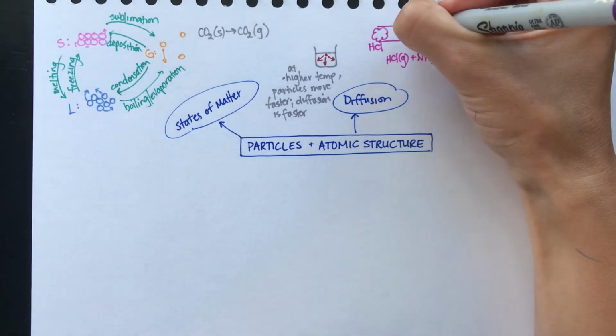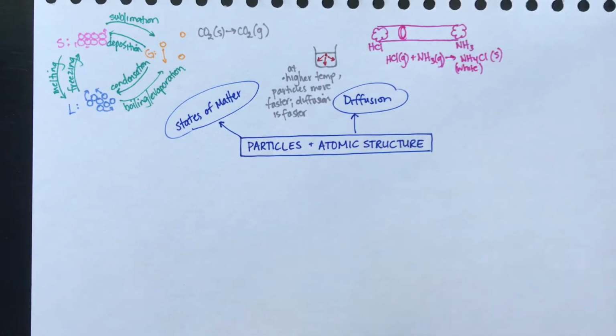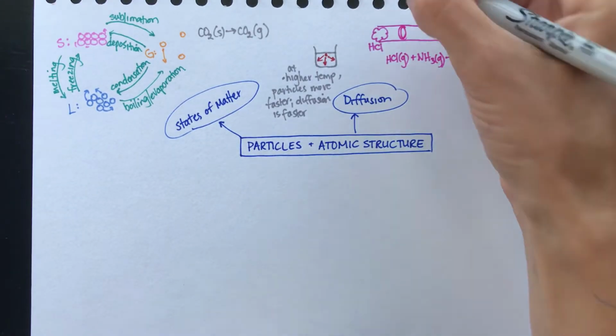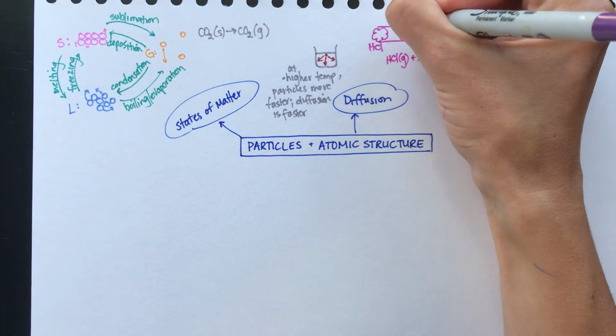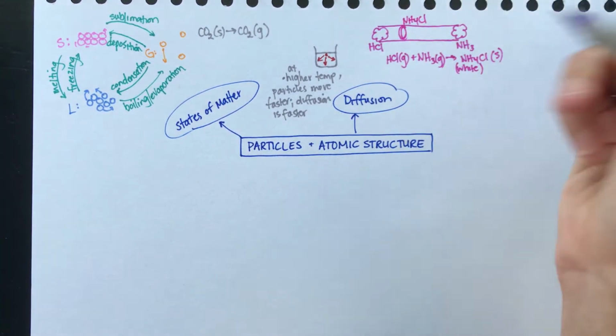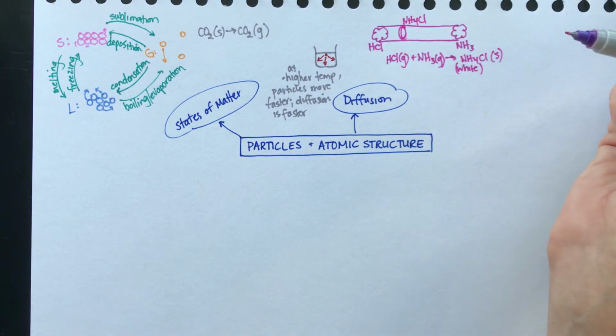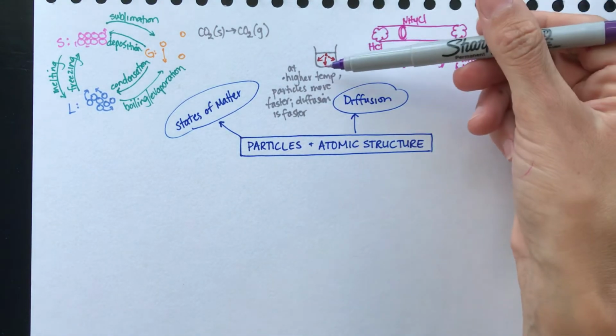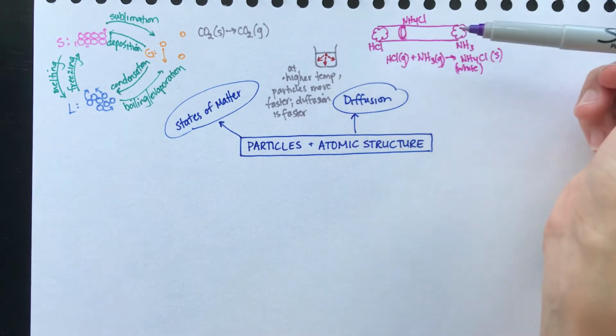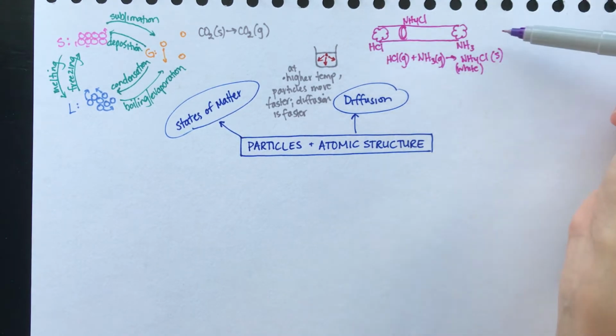And that white cloud doesn't form in the middle, interestingly. It forms here toward the HCl. And that's to demonstrate the difference in speeds of diffusion for particles of different mass. So this experiment over here on the left, we were looking at different temperature. This one, we're comparing 2 different masses.